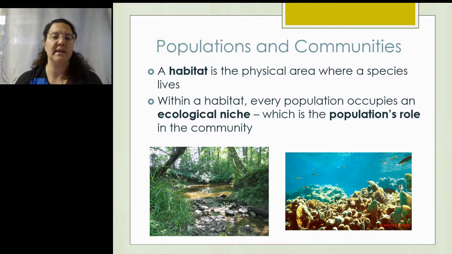So, the habitat is the physical area where a species lives. So, that's where a species lives. And an ecological niche is a species' role in the community. So, is it a predator? Is it a prey species? Does it provide shelter for another organism? So, its role in the community.